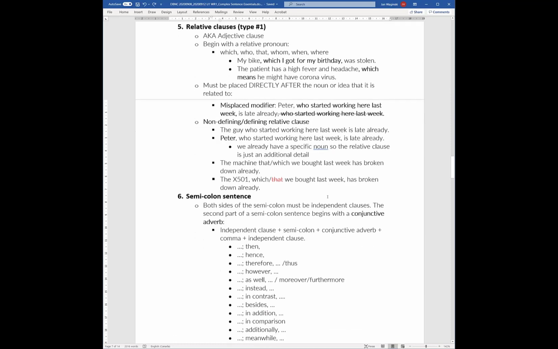The relative clause looks like it's a dependent clause, isn't it? Sorry, say again? Because the example we are going through. Mm-hmm. This is a dependent clause, yes. The relative clause is a dependent clause.